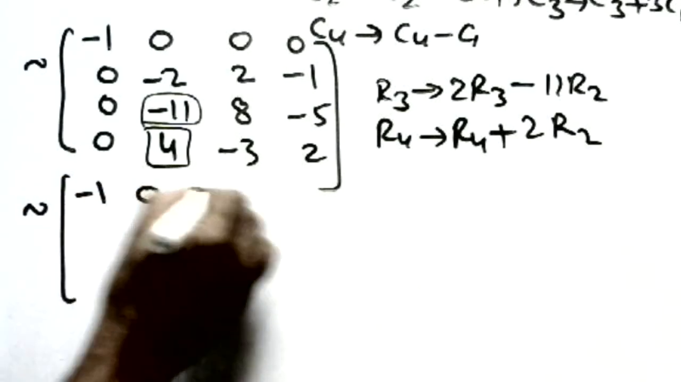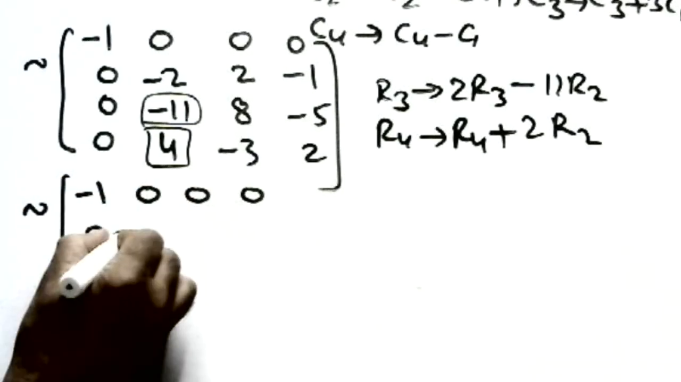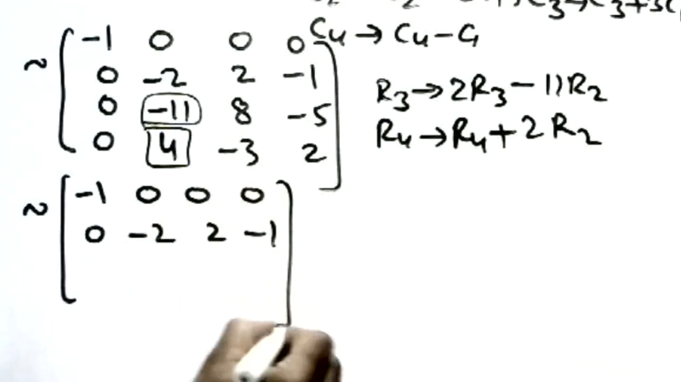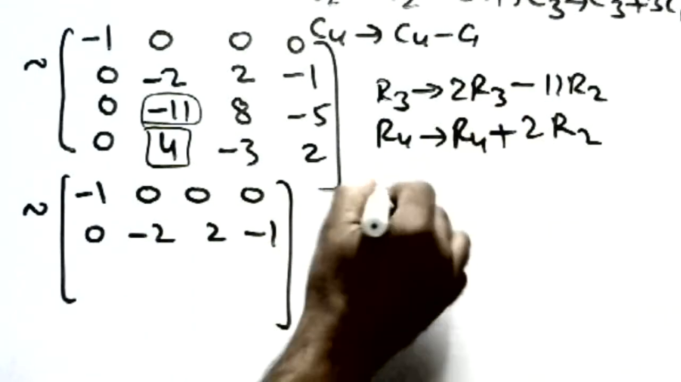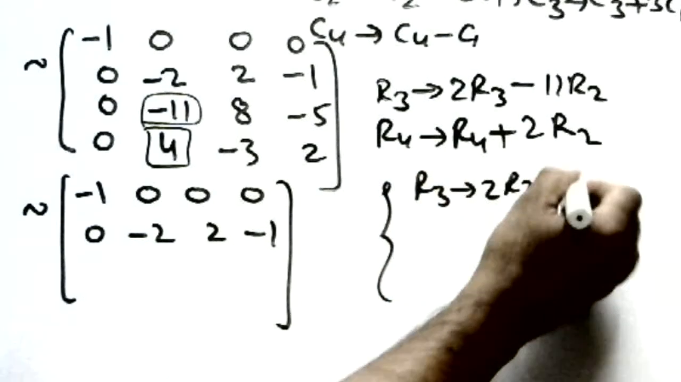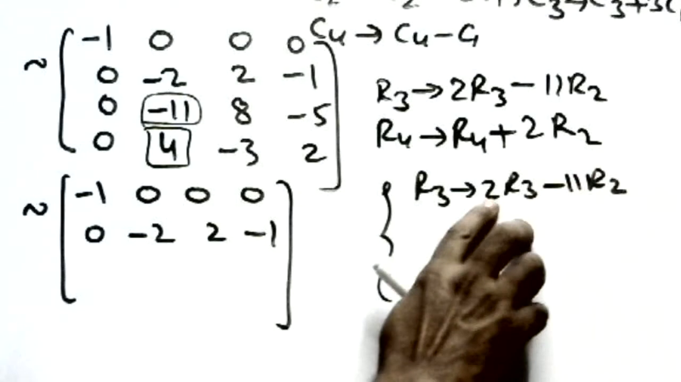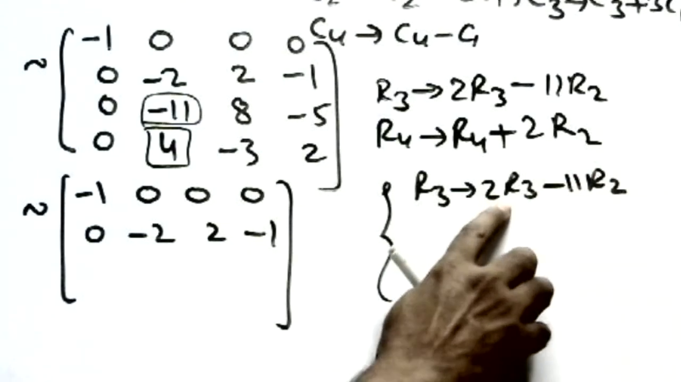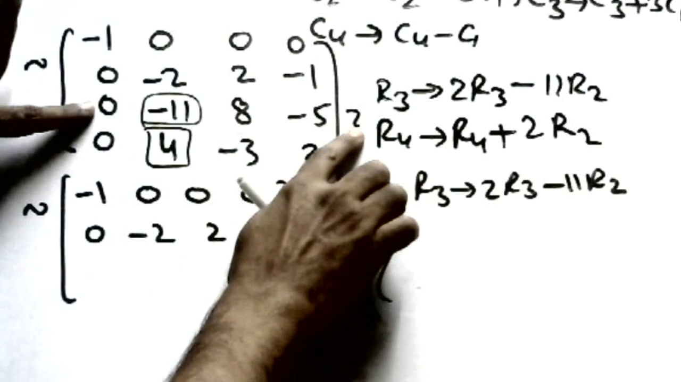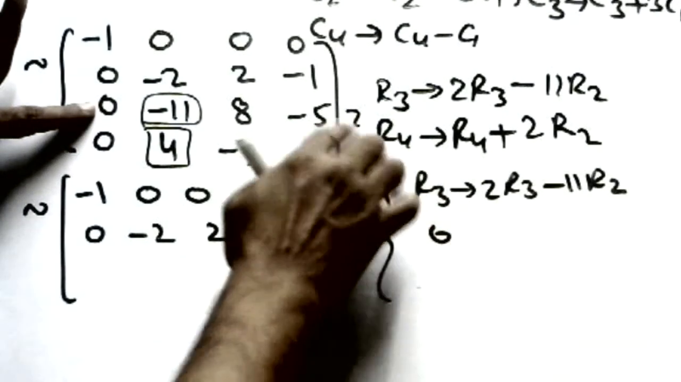See here we are not changing the first row: minus 1, 0, 0, 0. We are not changing the second row: minus 2, 2, minus 1. Now let me change this one because its numbers are somewhat difficult. Let me do the rough work. R3 implies 2R3 minus 11R2. What is here 2R3? So multiply all the R3 numbers with 2.